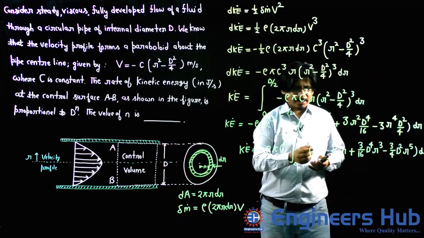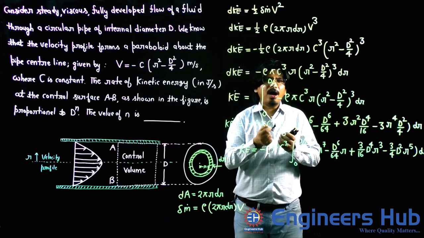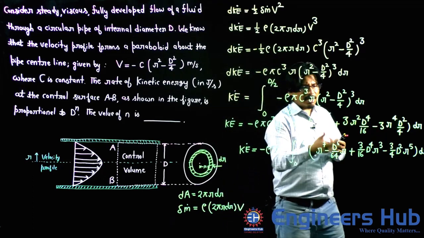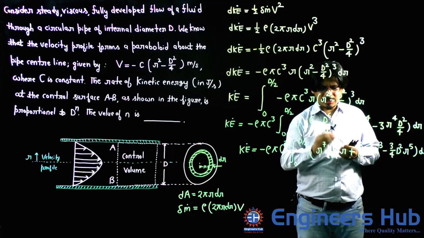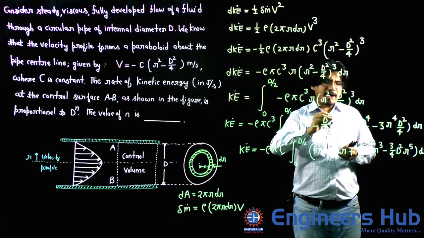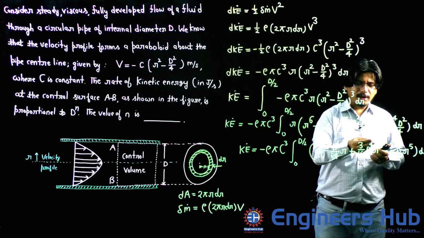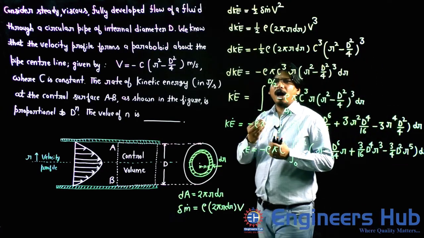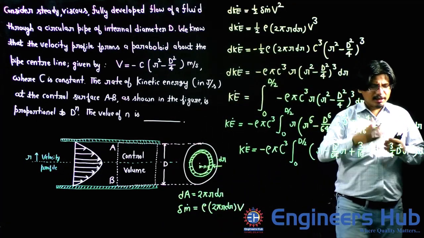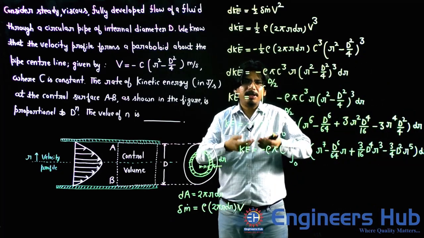if we integrate this small r power 7, we will be getting small r power 8 by 8. Similarly here also, if you observe D power 6 divided by 64, the integration of r will be r square by 2. Here 3 by 16 D power 4, the integration of r cube will be r power 4 by 4. Minus 3 by 4 capital D square, the integration of small r power 5 will be small r power 6 divided by 6.